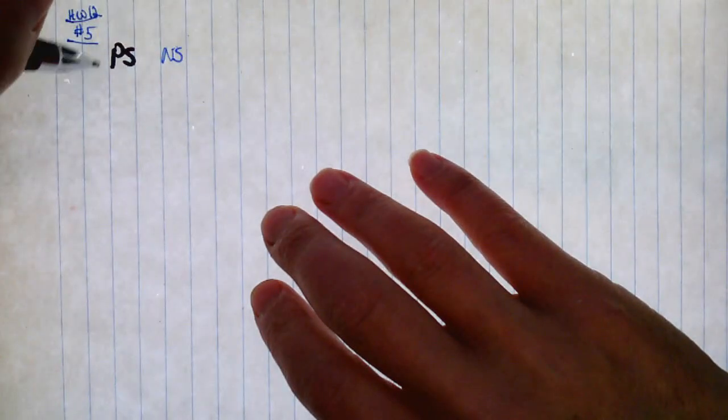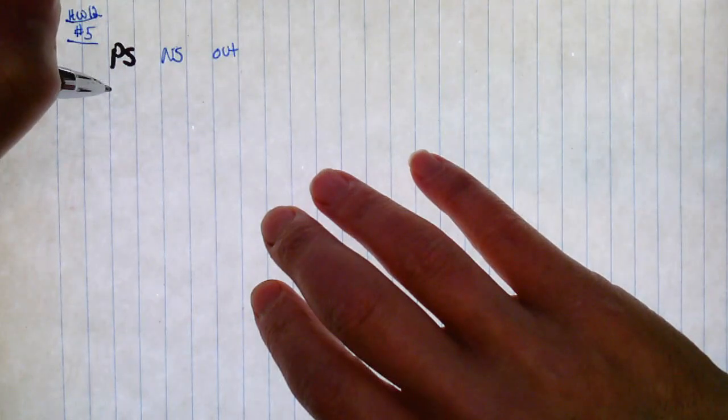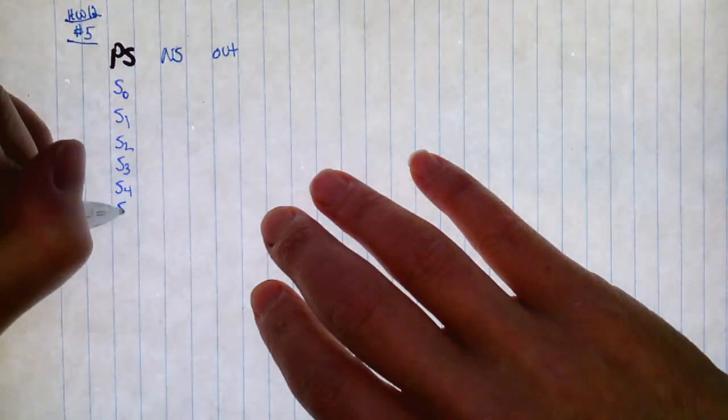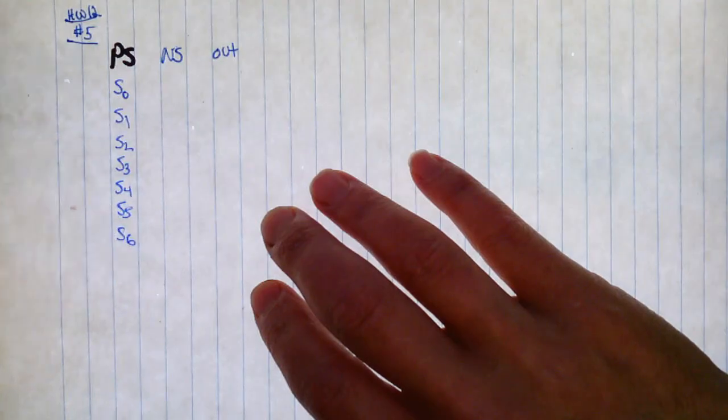And then we'll look at the output. And so the present state is S0 through S6, I think. And then you want to have x equal 0 for next state and x equal 1. So when x is equal to 0, it's S1, otherwise it's S4.